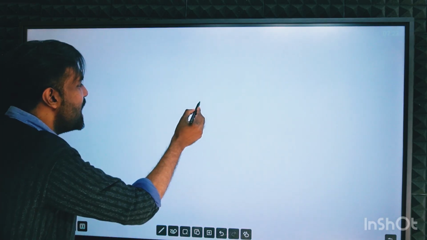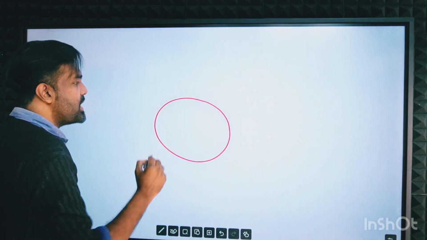The next is application of Gauss's theorem. The first application is called electric field intensity due to charged sphere. Electric field intensity due to charged sphere. Guys, all of you please listen here. Let us consider a charged sphere.